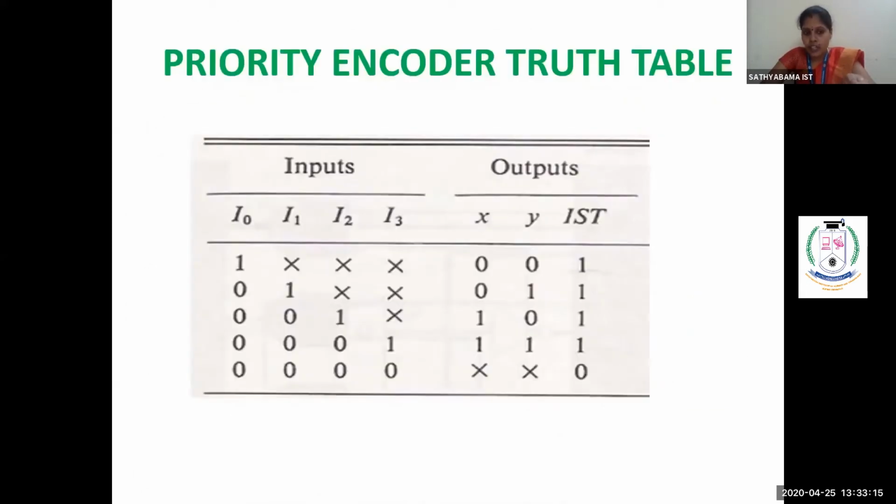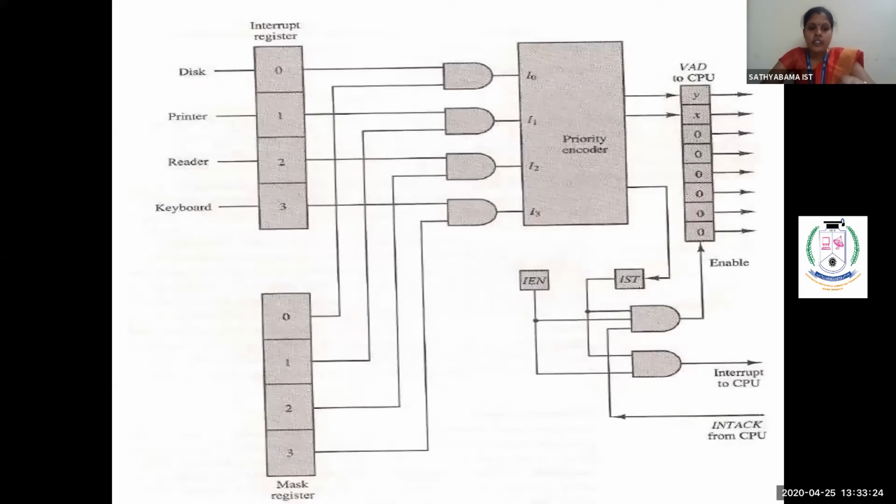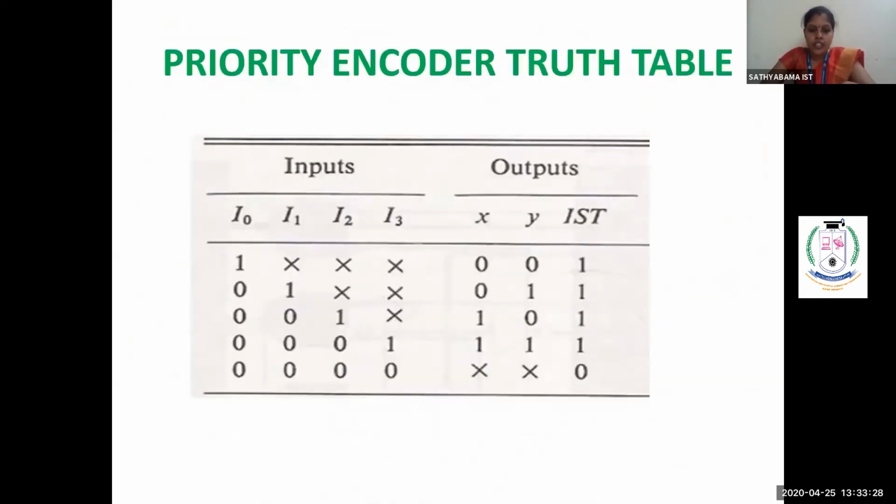It will be checking I0, I1, I2. It sends the interrupt request, so it becomes 1. I3 does not move; it's a don't care condition. Next, the keyboard. The keyboard is sending the interrupt signal, so in that case I3 becomes 1, and the remaining will be 0. Suppose no interrupt is coming from any of the devices, then everything becomes 0.